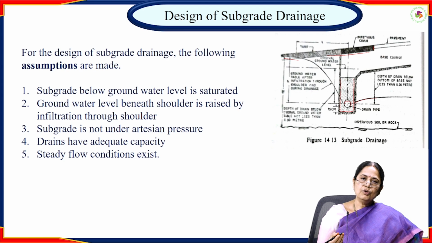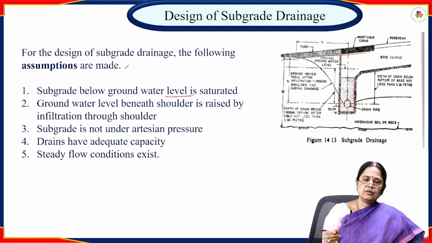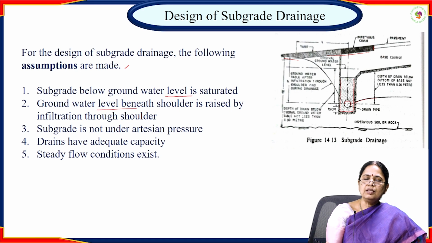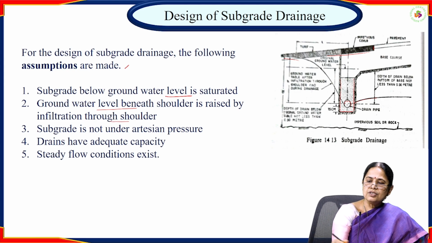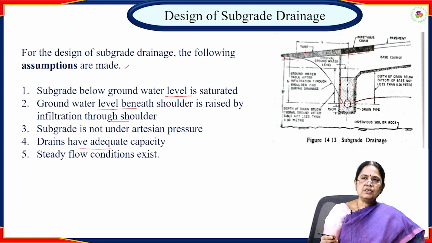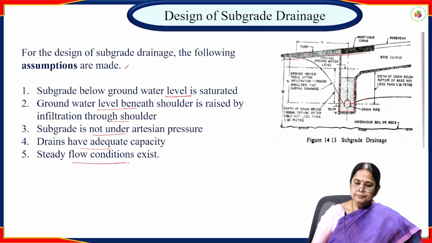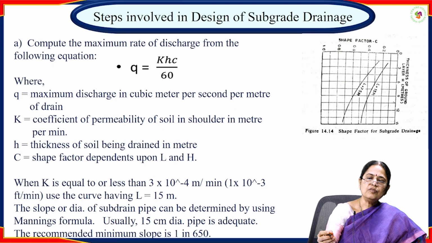So, before going to the steps involved in design of subgrade drainage, we have to see the assumptions made. First, the subgrade below the groundwater level is saturated. The groundwater level beneath the shoulder is raised by infiltration through the shoulder. Drains have adequate capacity and the subgrade is not under artesian pressure. Steady flow conditions exist. These are the steps involved in drainage design.